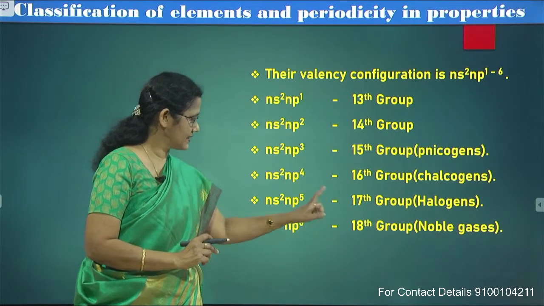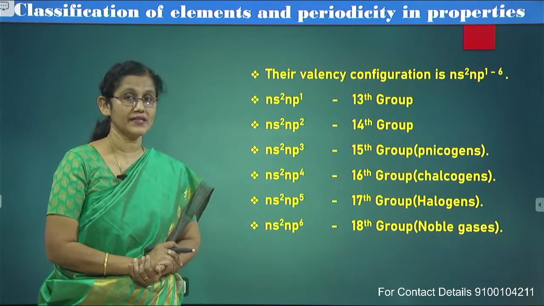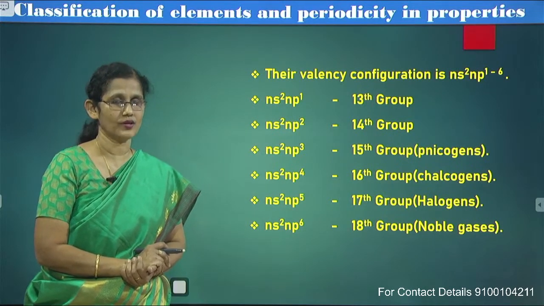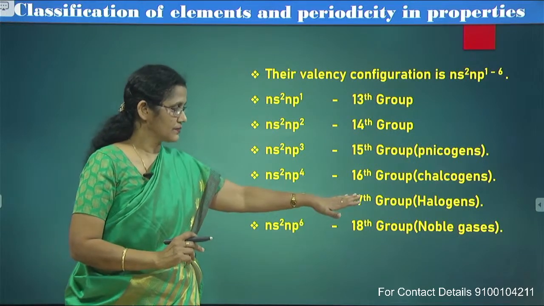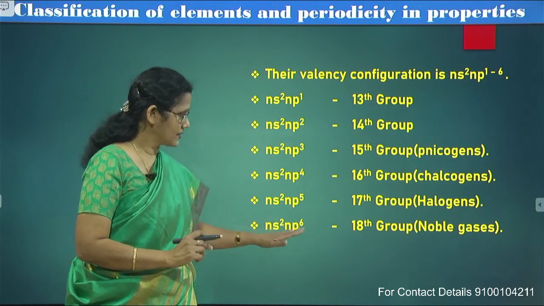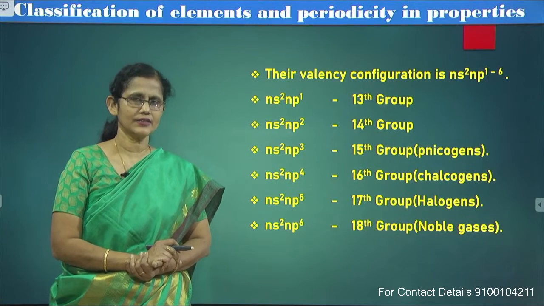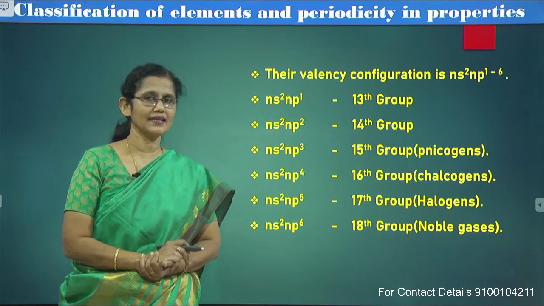Next, 17th group ns2 np5, they are halogens. Halos means salt, gens means producers, right. So, salt producers. Next, 18th group ns2 np6, they are noble gases, right. So, the 18th group elements are also called inert gases.